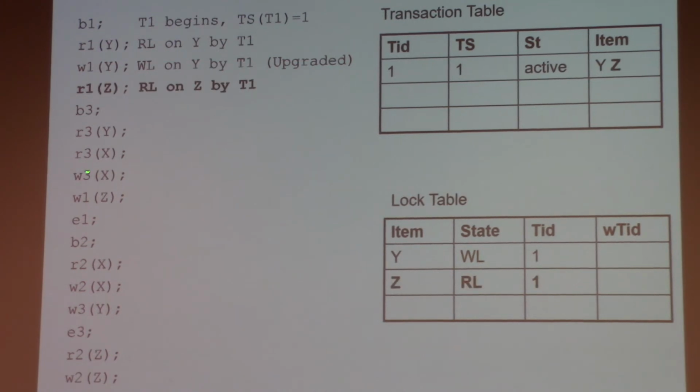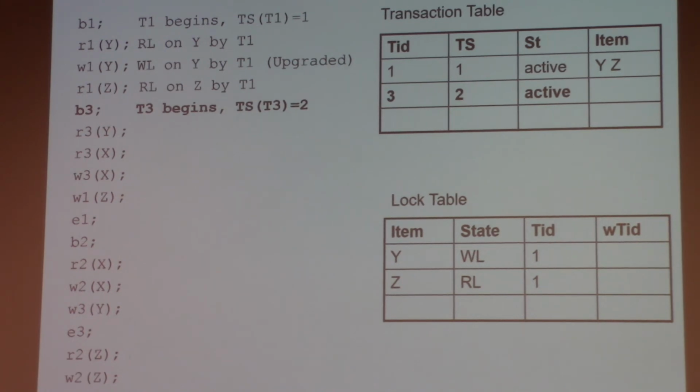The next, this is a read log on data item Z. So which means we need to create a new log. Database, transaction table, you need to update another item, Z. Okay? Always check the two tables. So this one, for the Z, read lock, transaction ID 1. No problem so far.